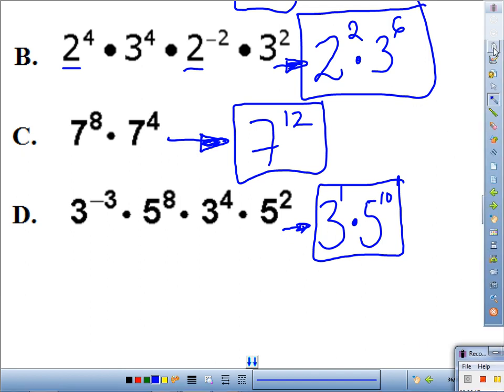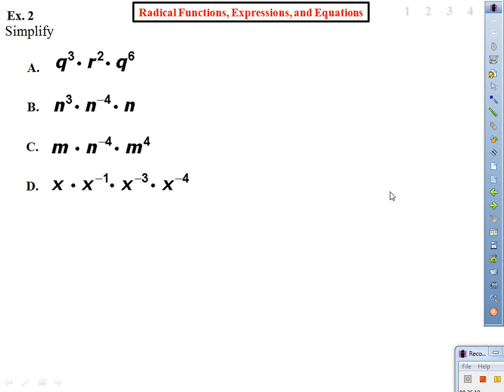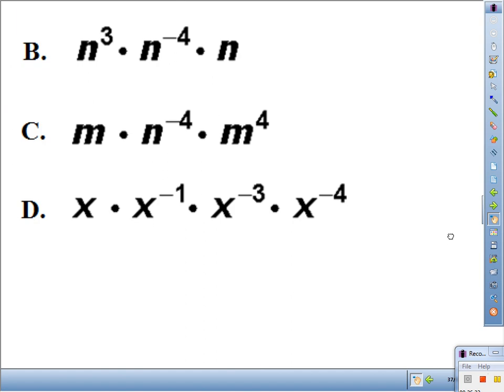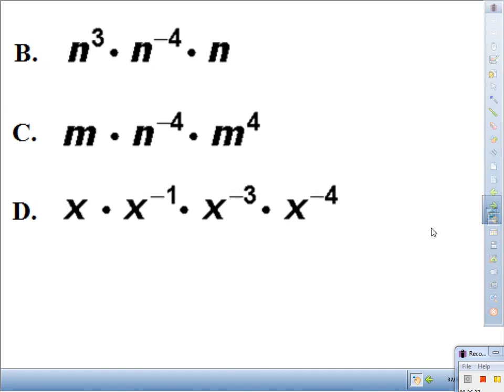My bad. All right. Let's crank it up a notch. Example 2, B, C, and D. Who went last? Zab. Okay. Let's see. Zab, pass to someone. Chance. What is the first thing you're going to do when you see this?